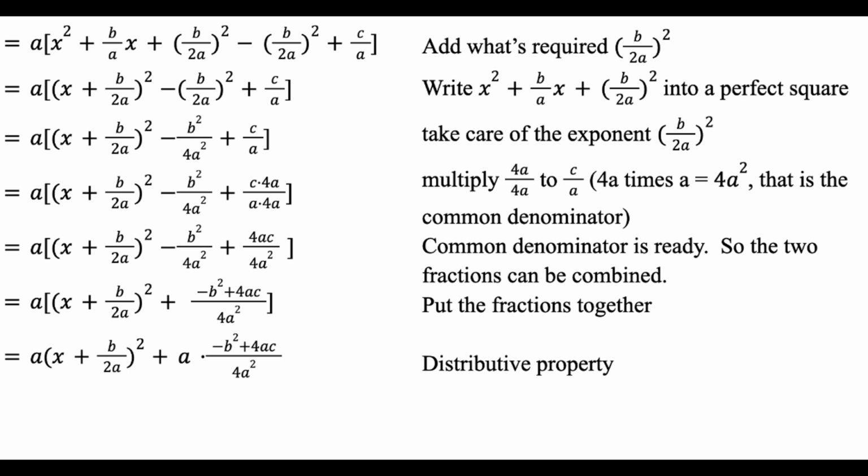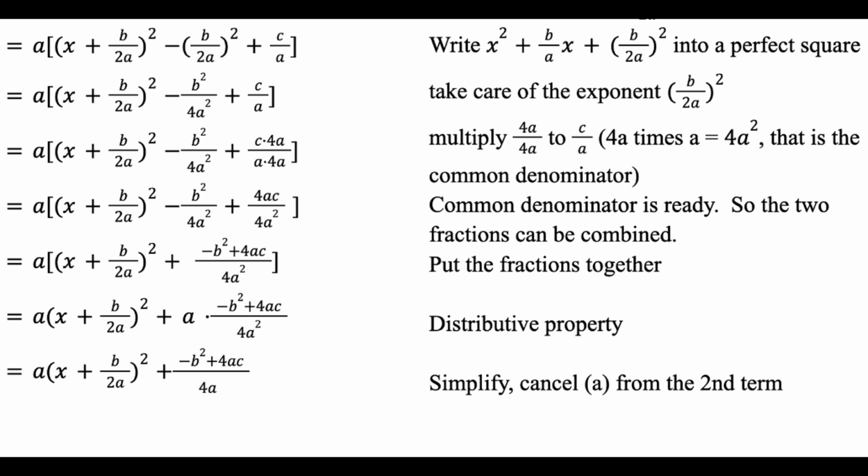Now the next thing we need to do is distribute the leading coefficient a onto the perfect square and onto the fraction we just finished working on. You may have realized that a times negative b squared plus 4ac divided by 4a squared can be simplified. We can cancel the leading coefficient a with one factor of the denominator's a squared, so it turns into negative b squared plus 4ac over 4a.